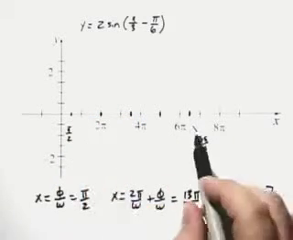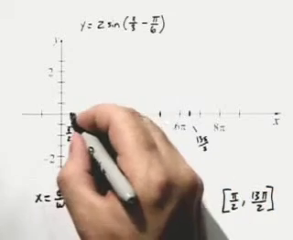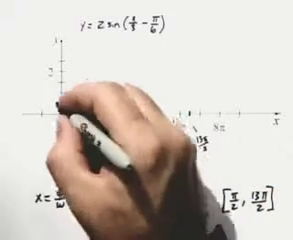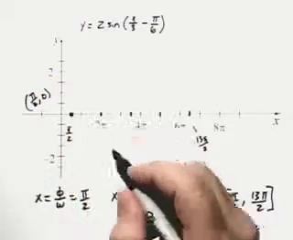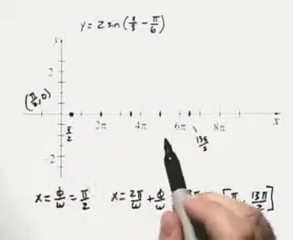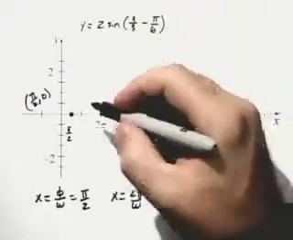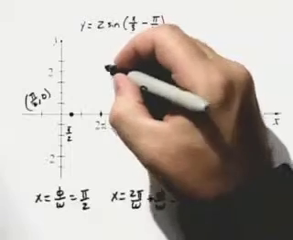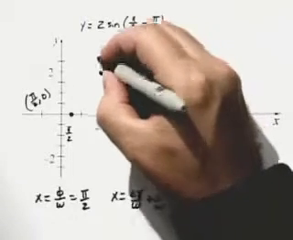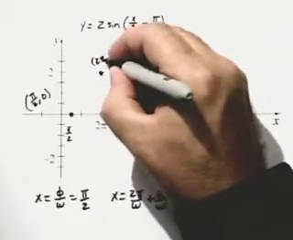We'll have 5 key points for our graph. The first point is our initial point, (pi over 2, 0). So we started our period at pi over 2. The next point will be at 2 pi. This is where we'll reach our maximum value. So we have the point (2 pi, 2).